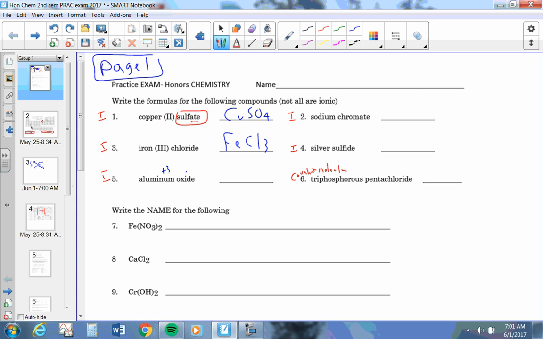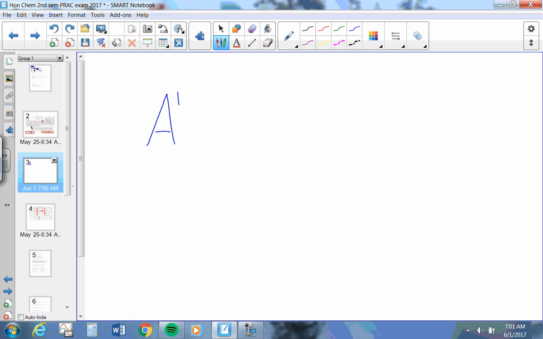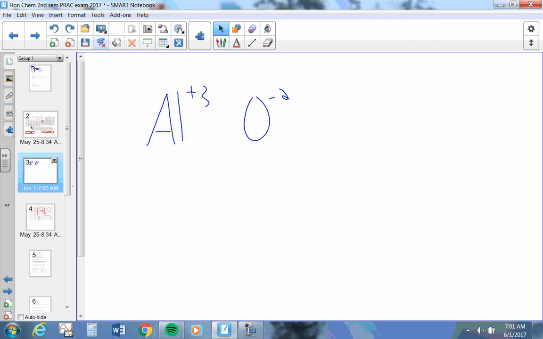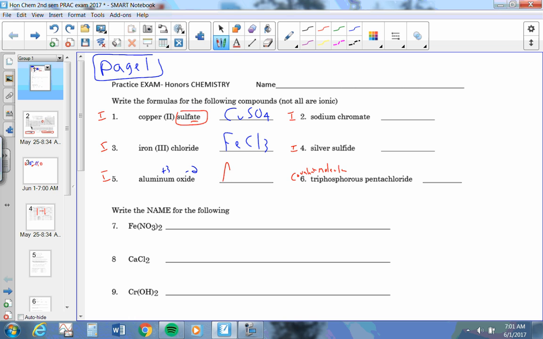Aluminum has a +3 charge. Oxygen, oxide, has a -2 charge. So when we do that one, aluminum +3, oxide -2, here's where the crisscross comes into play. It's going to take 2 of those because 2 times +3 is a +6, and 3 of those because 3 times -2 is a -6. Yep, now it's balanced, Al2O3.